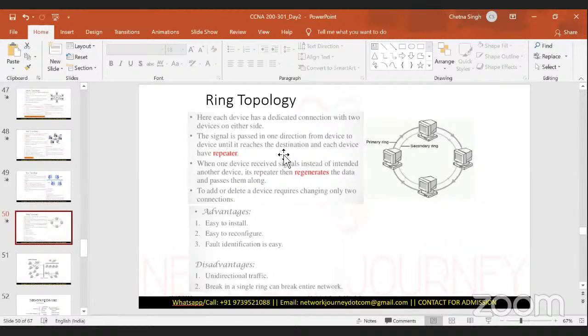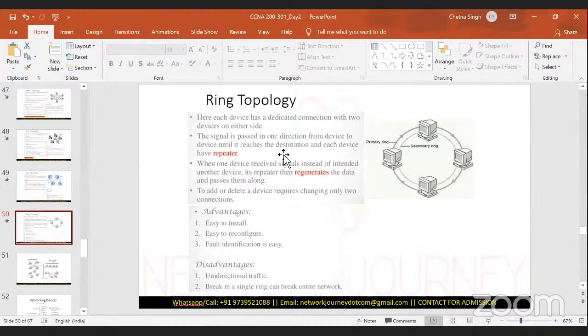There is a fault in this case, because you see that the traffic is quite unidirectional, and if any of the links fails, then whoever has a token will not be able to transmit it to the next system. So this is the very big disadvantage of a ring topology, that if the system link fails, then your whole system will get stopped.